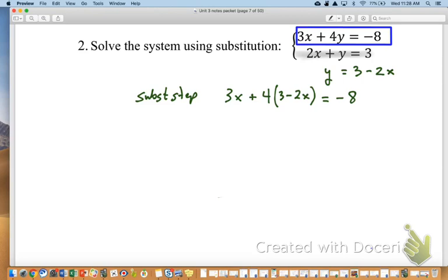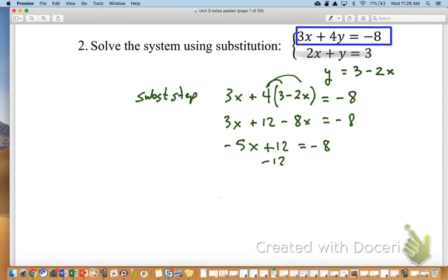Okay? Do you want me to keep going? Looks like a lot of you are done. Okay, so I'll keep going. What property do you see up there? Distribution, yeah. So the 4 gets distributed. This would be 3x plus 12 minus 8x equals negative 8. On the left side, do you see the like terms? 3x and negative 8x, which would be negative 5x. Yes, negative 5x plus 12 equals negative 8. What's my next step? Negative 12.